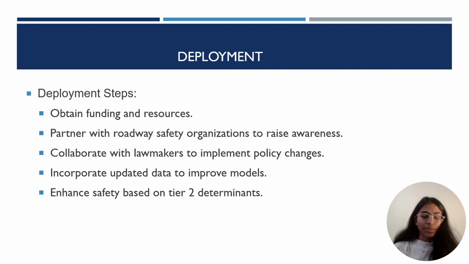So some of the deployment steps are to obtain funding and resources, which is securing necessary funding and resources for the program's successful deployment. Next is to partner with roadway safety organizations to raise awareness, like establishing partnerships with national road safety organizations to develop effective public initiatives and incorporate up-to-date data into predictive models to improve their accuracy. And in order to further reduce the risk of harm and promote road safety, it is definitely important to focus on improving safety measures based on tier 2 factors that influence injury severity.